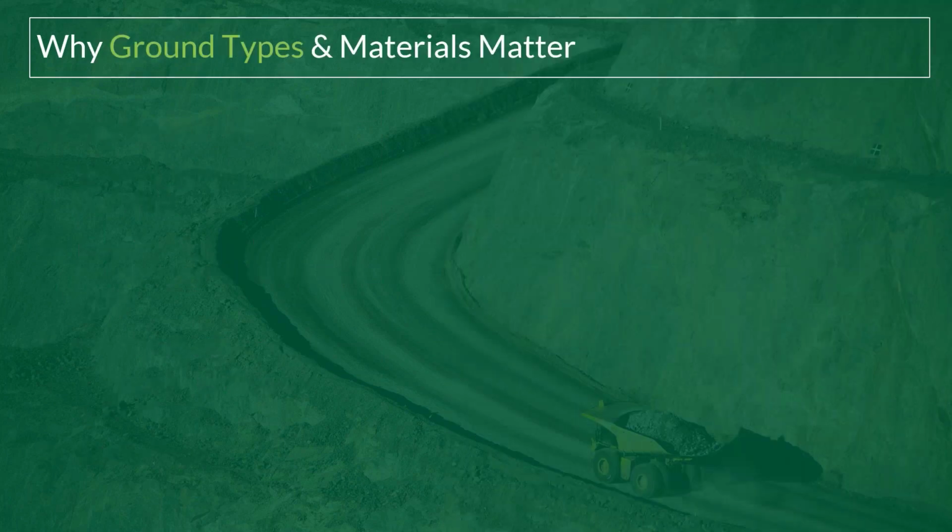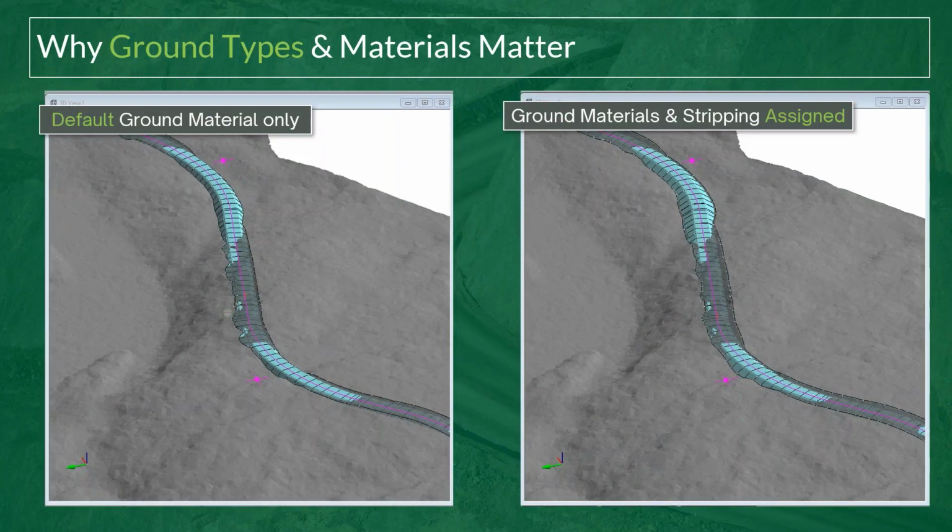Let's lean in a little further and revisit the reason why ground types and materials matter so much in a project. I have two 3D views from a project. On the left, ground types have not been assigned; this project was done using just the default ground material. On the right, we've got the different ground materials and different stripping assigned to the project.